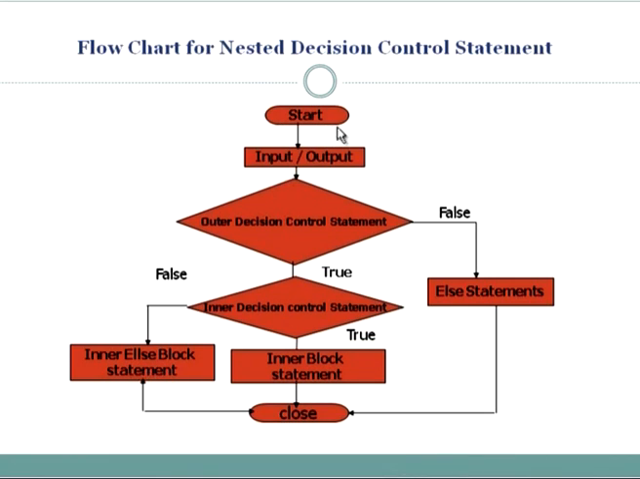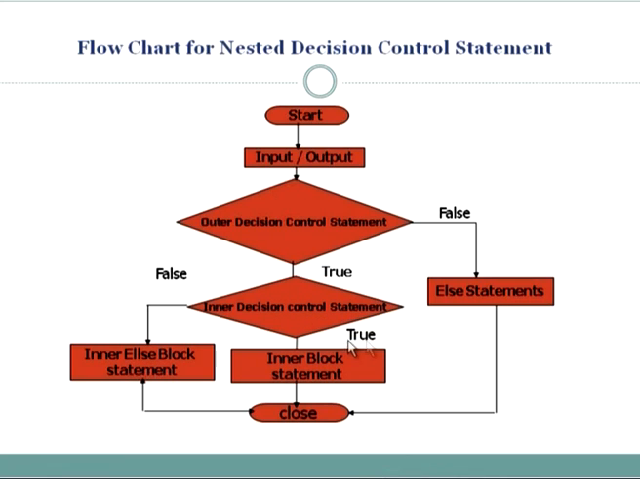Program execution starts normally. There may be input output required in the program. There is a condition shown in the diamond symbol. We call it the outer decision control statement. If this condition is true, there is another decision control statement that is called the inner condition.